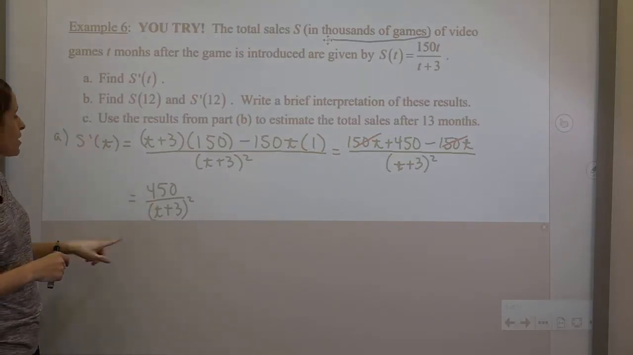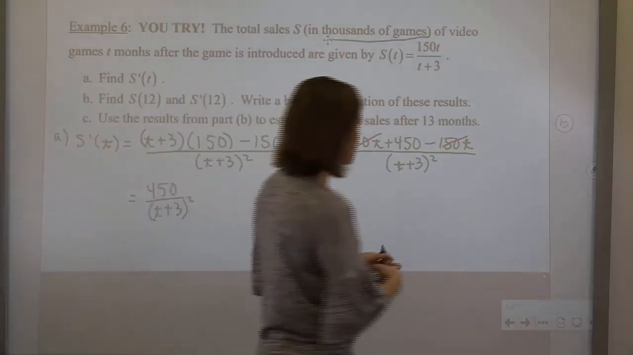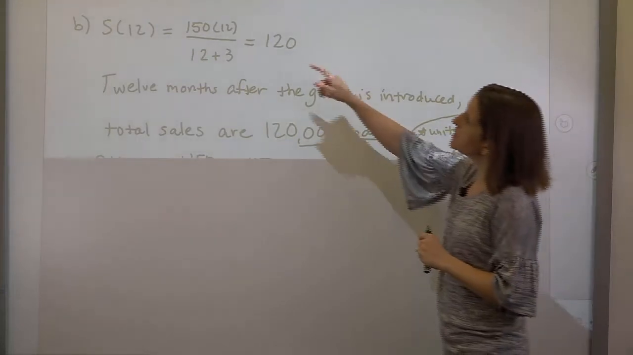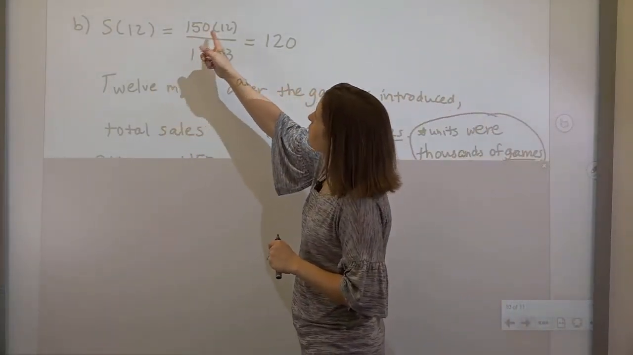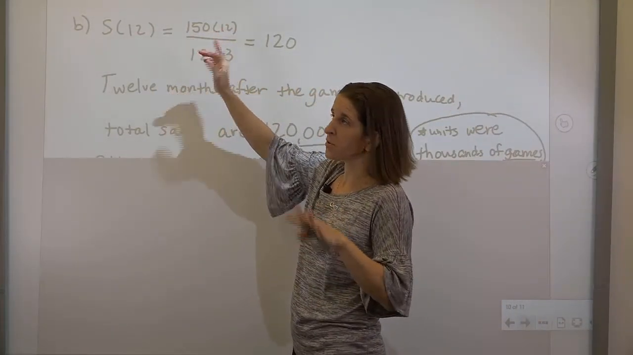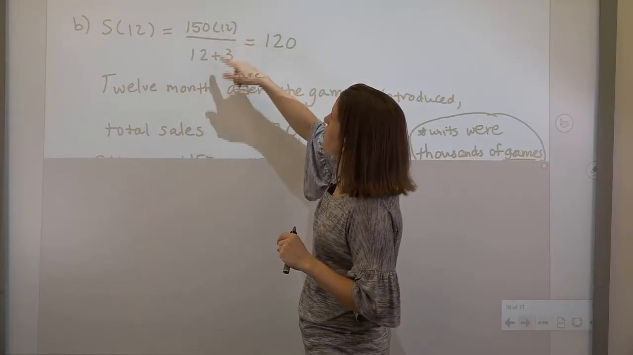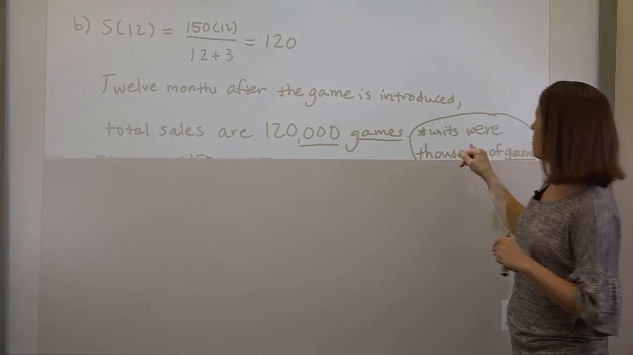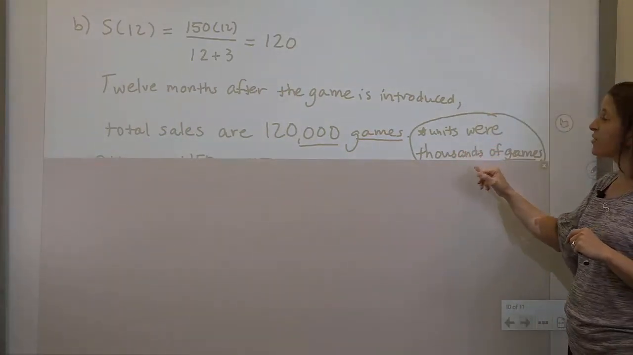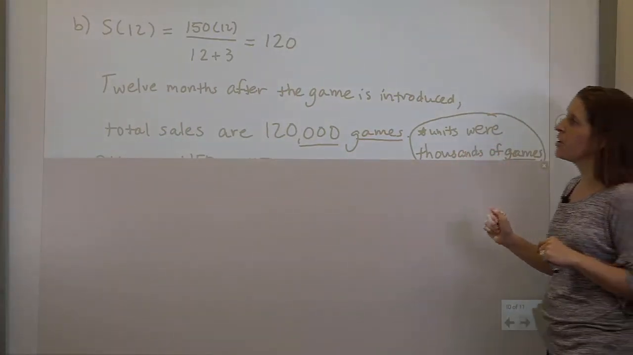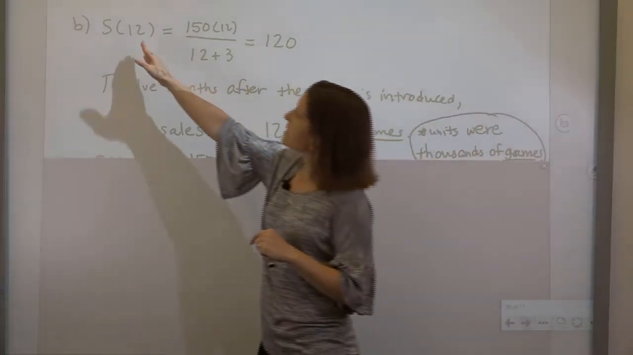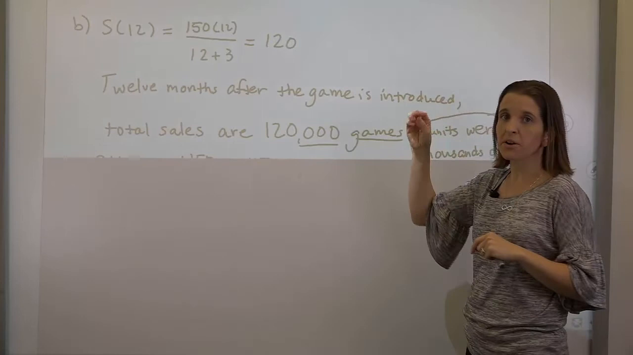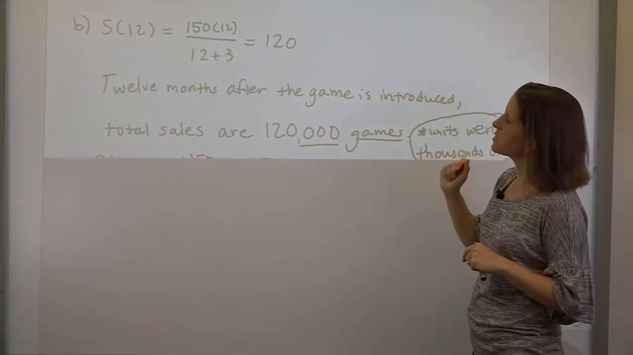So then in part B, we're supposed to find s of 12 and s prime of 12. So here is s of 12, and I'm going back to the original function. Be careful because we've got two functions floating around, and plugging 12 in, we get 120. But when we go to interpret it, we have to remember that our units were in thousands of games, so be careful. The way we would interpret this is 12 months after the game was introduced, because we were in months after the game was introduced.